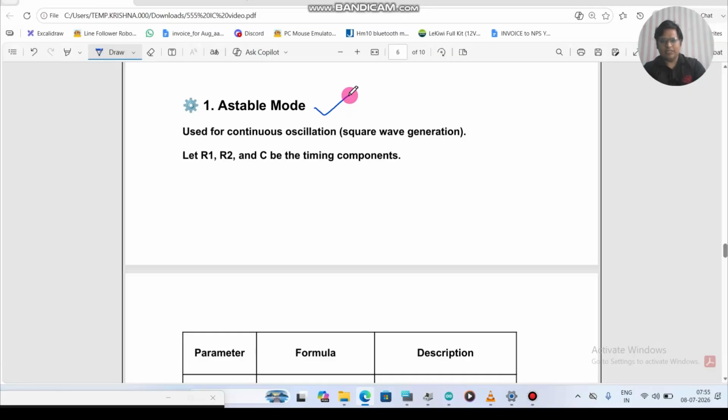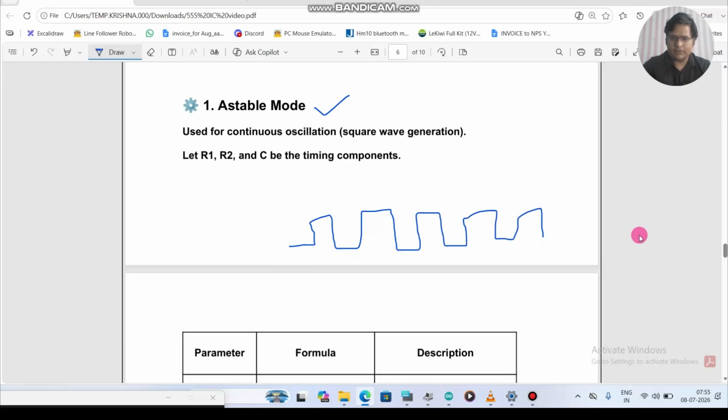So Astable mode is basically, you don't have any stable state. Once you power the IC, once you have connected all the things according to Astable, then it will just make the LED blink on off on off on off. This kind of signal keeps on generating, right? There is basically no stable state. That's why we call it Astable.